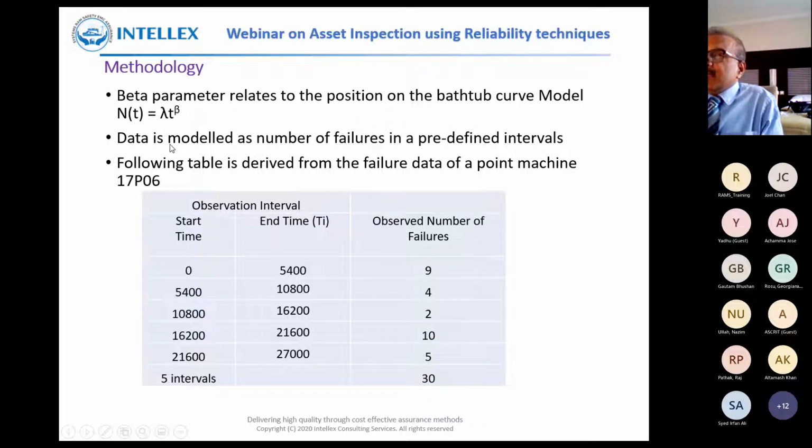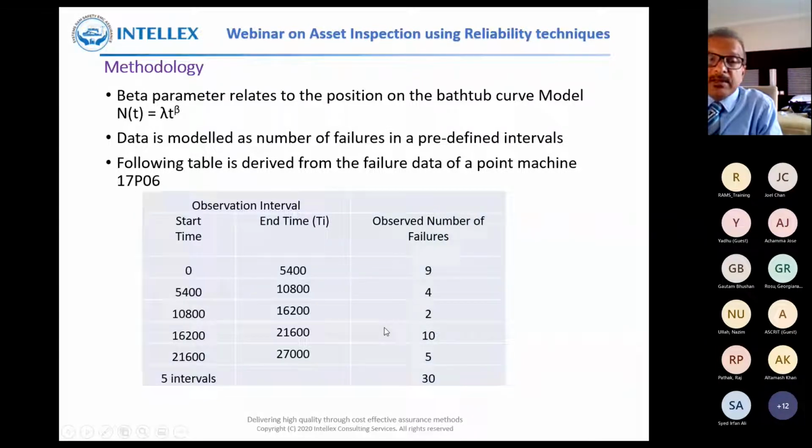And I'll just show the practical elements of it without going into too much detail on the maths unless essential. So this table, we start with an observation interval. What we do is take all the number of failures. For example, in this we have 30 failures. We divide it into intervals and bin the number of failures.